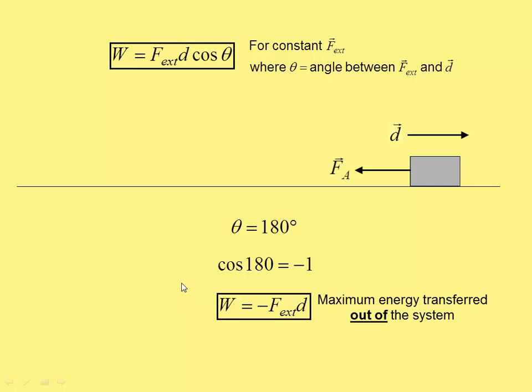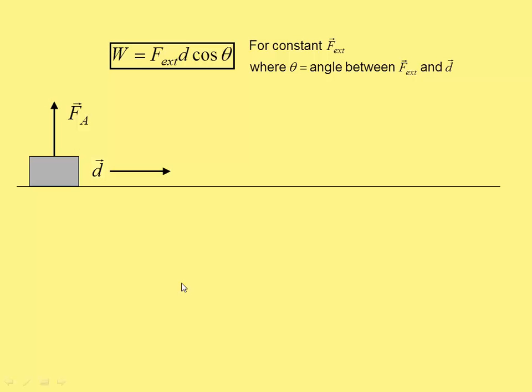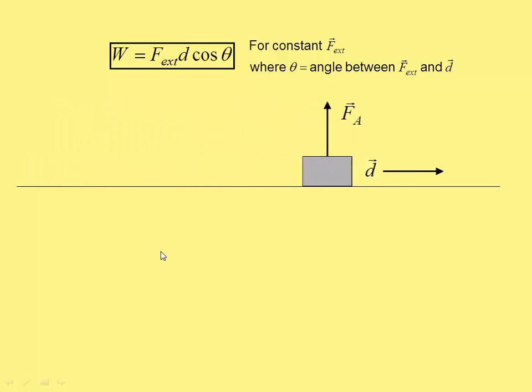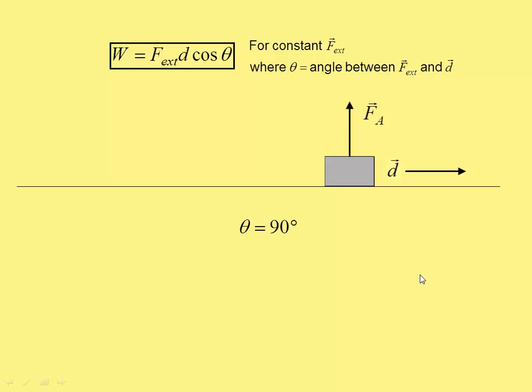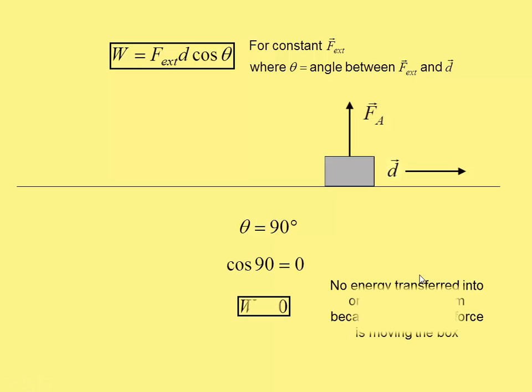Now let's look at the other extreme. And this might be hard to figure out how you would do this, but what if you were pulling up while the box was moving to the right, like so? Okay, so somehow you were applying a force upward while it was moving to the right. Now, the angle in between these, clearly 90. And the cosine of 90 is 0. So how much work have you done? None. You haven't transferred energy into or out of the system because none of the force is being used to move the box. There is no component of this external force that is in the same direction as you're moving.